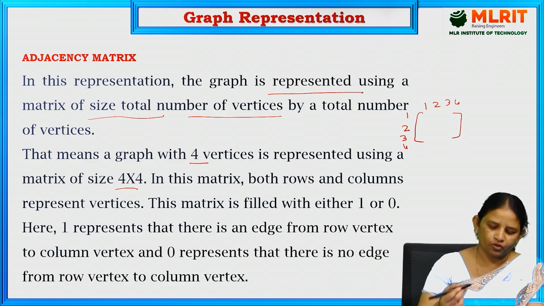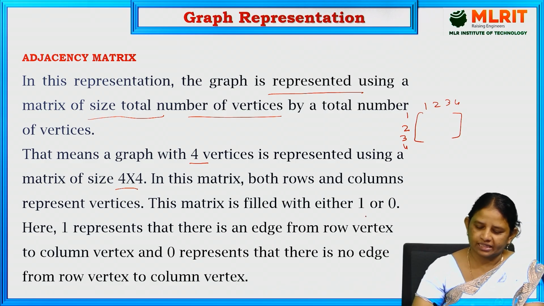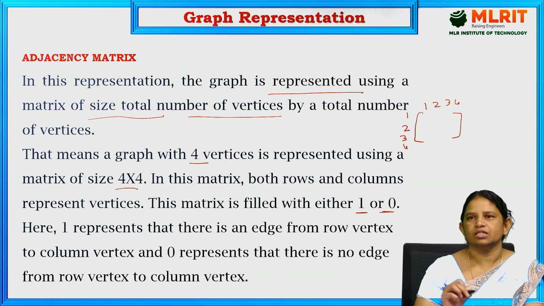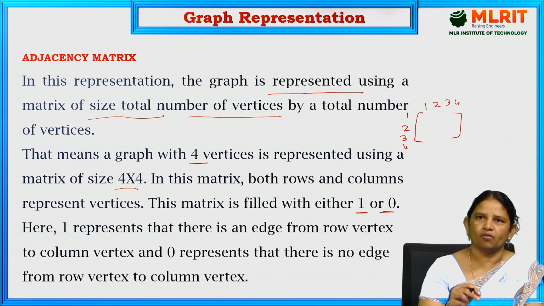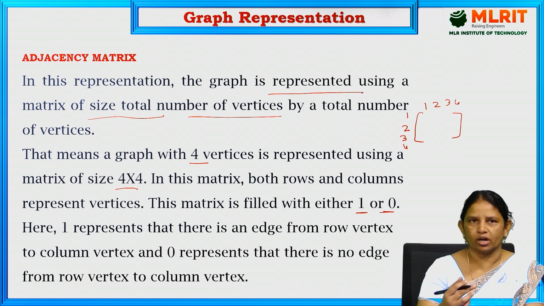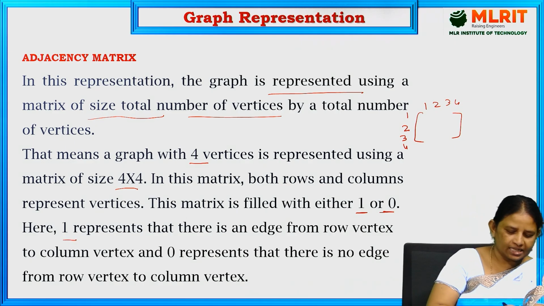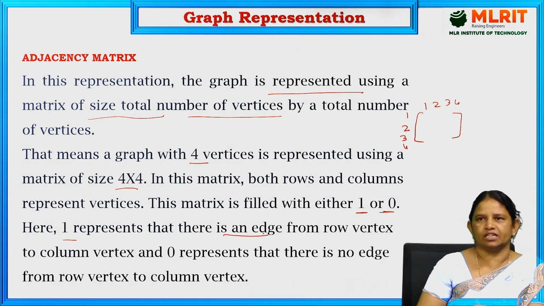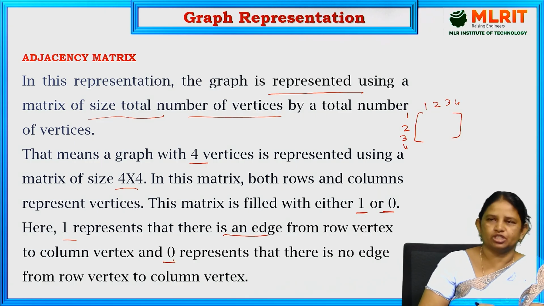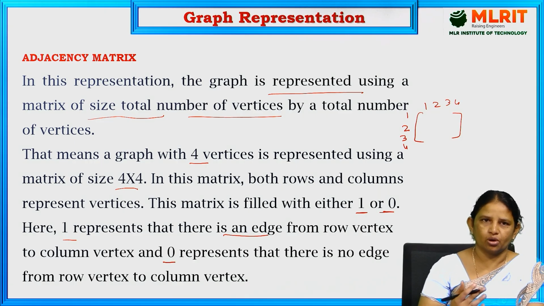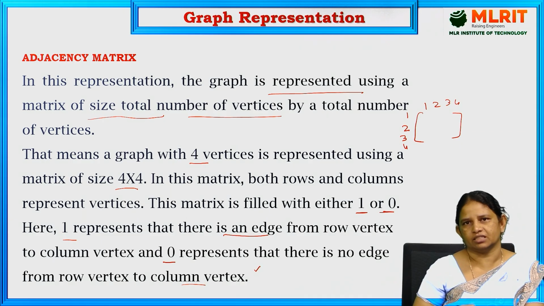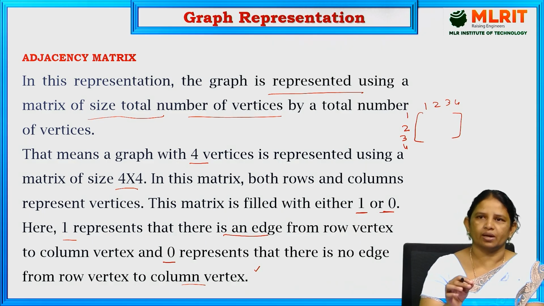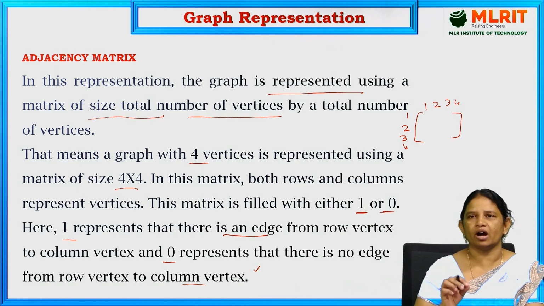Then how to fill the matrix? The matrix is filled with either 1 or 0. 1 represents that an edge is present from one vertex to another vertex. 0 means there is no connection, or no edge, between the two vertices. Then it is called an adjacency matrix representation. Consider one example of how to represent a graph in the form of an adjacency matrix.